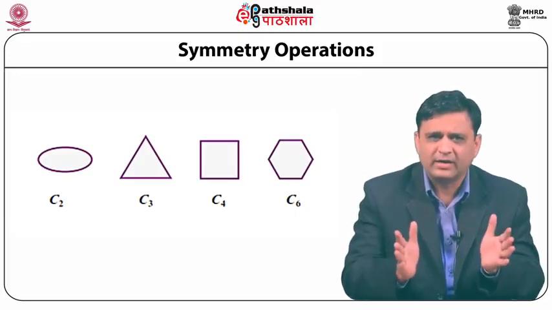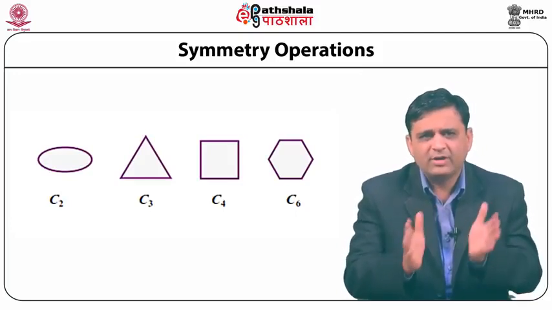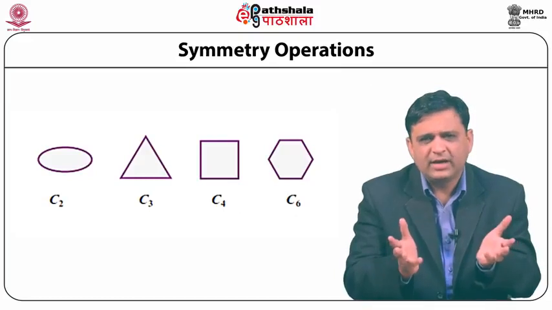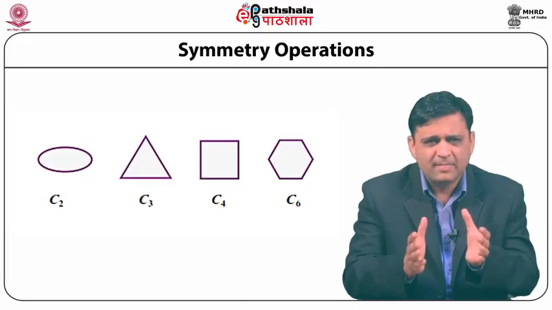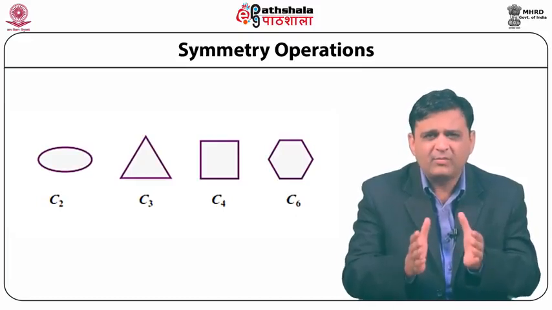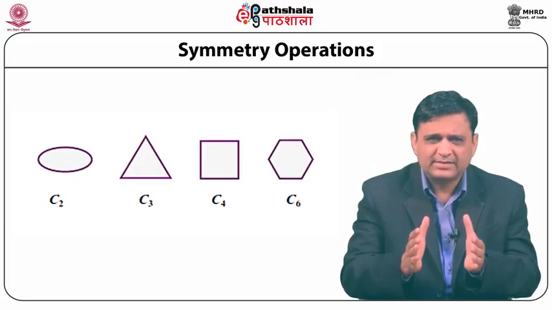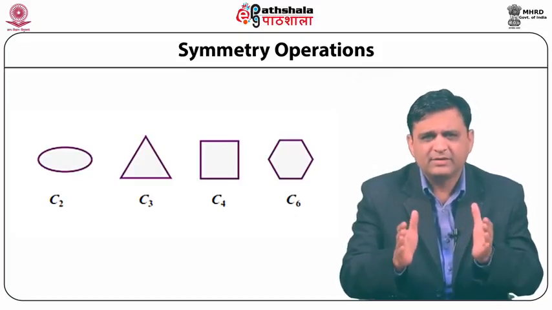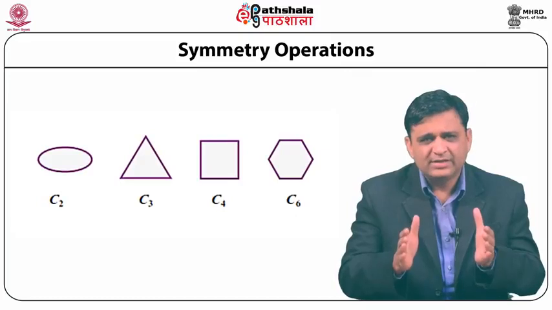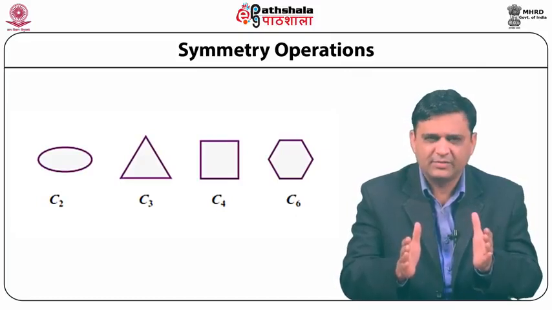For example, a square. If you rotate a square by 90 degrees, you get the square again, the same, no change in the structure. Like that, if you have a circle, you rotate it by any arbitrary angle and nothing changes with respect to the axis perpendicular to the plane of the circle. So that means the circle has the highest degree of symmetry.